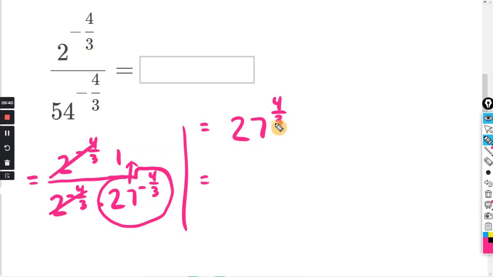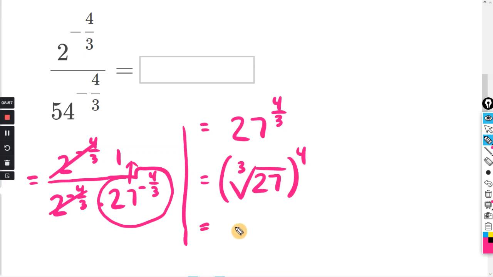All right, so now I have the third root of 27. Remember, the denominator becomes the root, and that is going to be to the 4th power. The third root of 27 is just 3, because if you multiply 3 three times, you get 27, and that is to the 4th power. 3 to the 4th power is the same as 9 times 9, which is just 81.